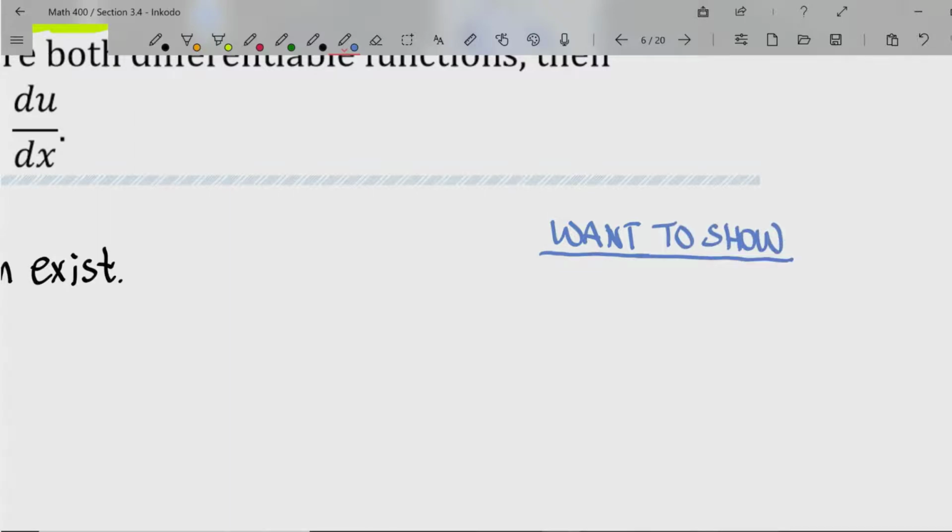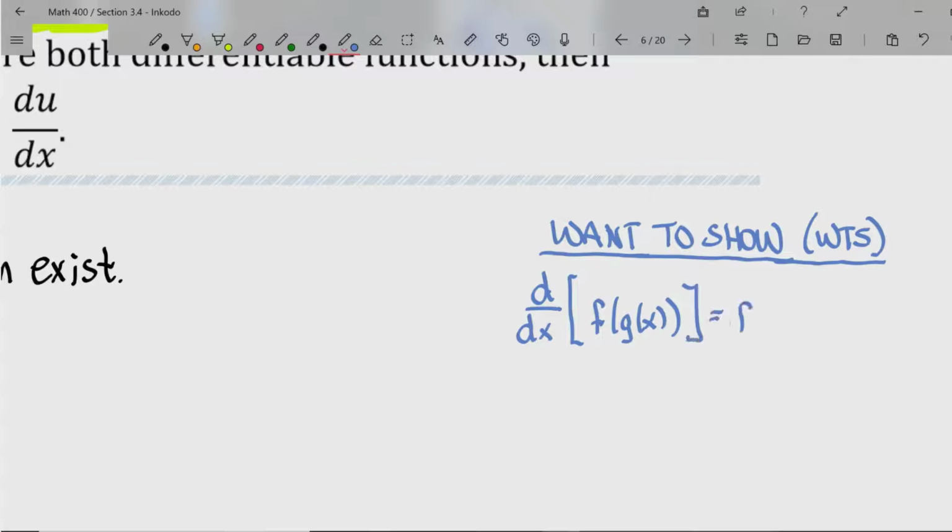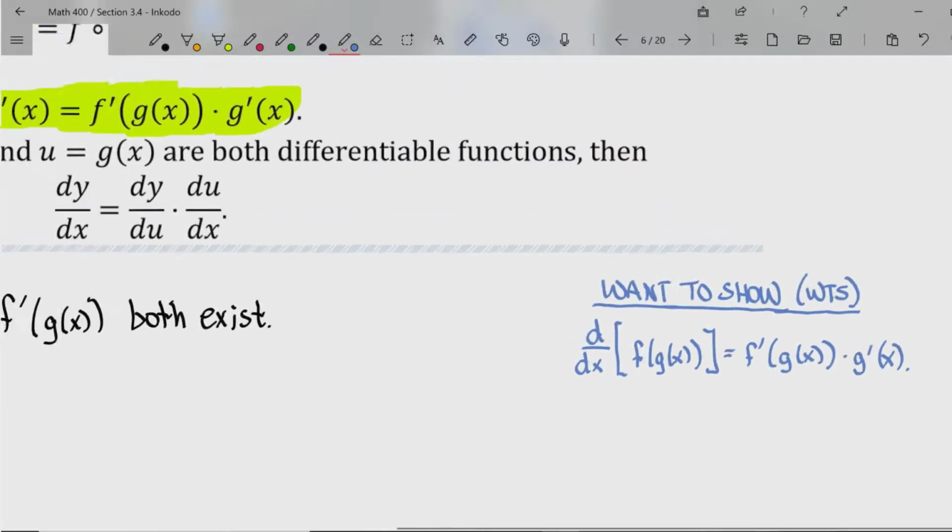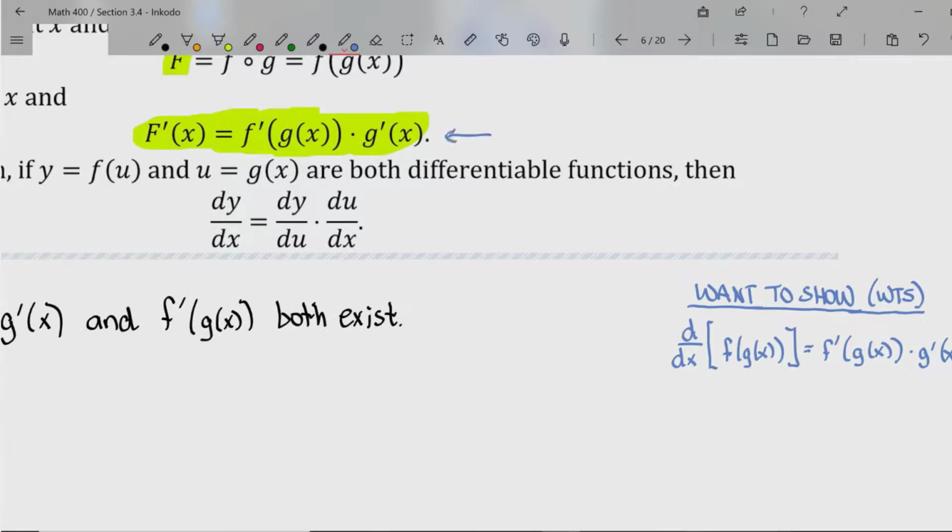And by the way, from this point forward, WTS just means want to show. We used to in mathematics write want to find, but WTF now means something completely different since texting started up. So we want to show the following, that the derivative with respect to x of f of g of x is equal to f prime of g of x times g prime of x. That's where we want to head, because if you look at our theorem, that's exactly what it says. The derivative of the composition is f prime of g of x times g prime of x.